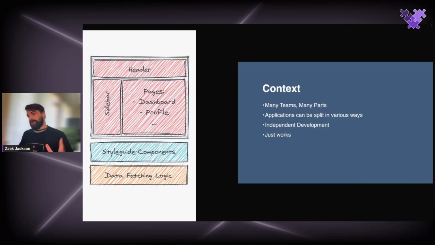So for a little context, we could say this is a theoretical application that we've got. Each square could represent a different team or a different group that wants to push independently. We have things from components to style guides to business logic, all in there. We want to move each piece independently. As you can see, these applications or parts could be split in various ways.